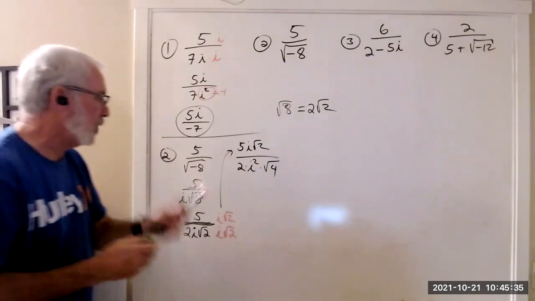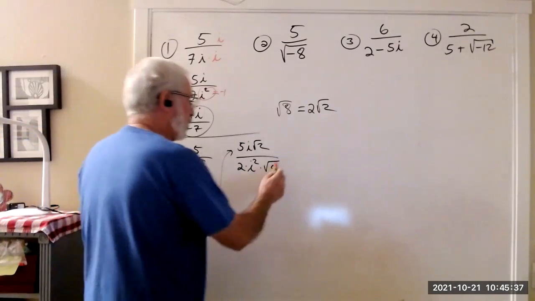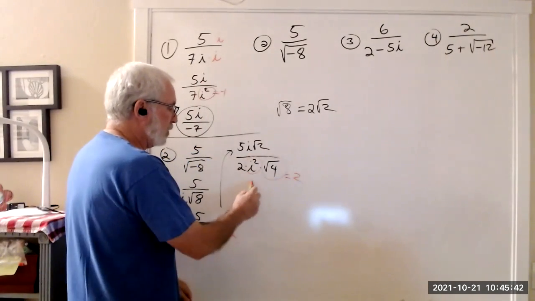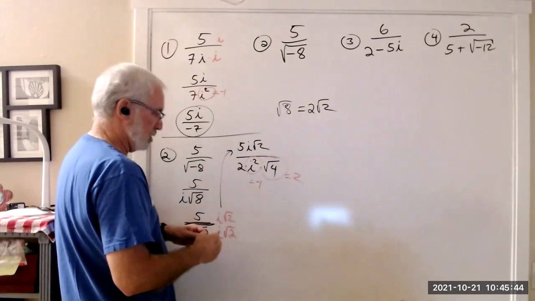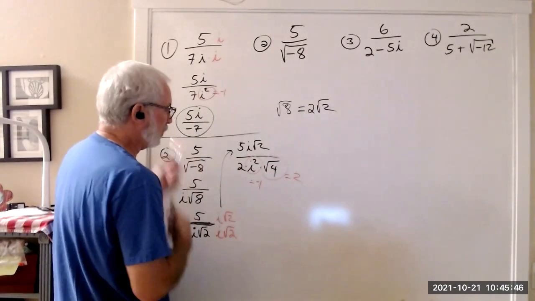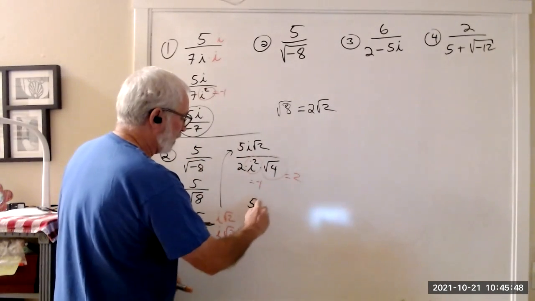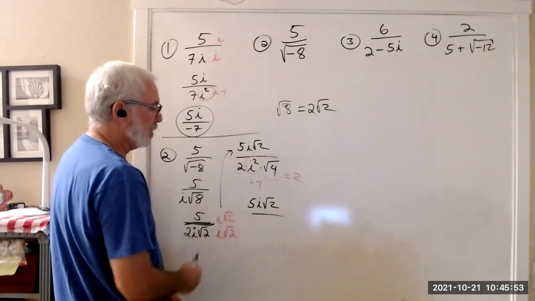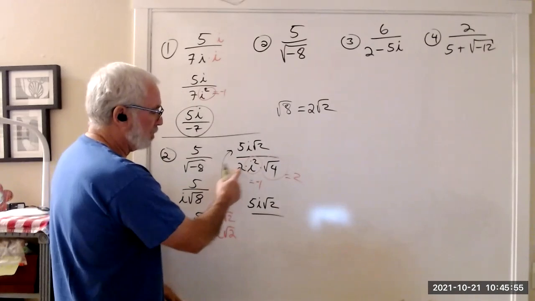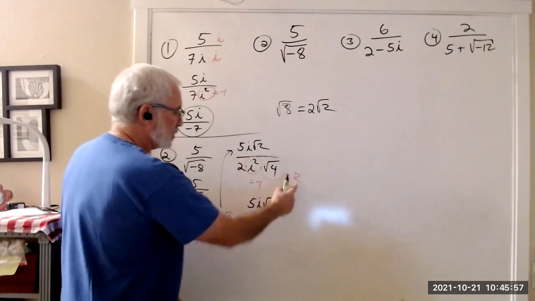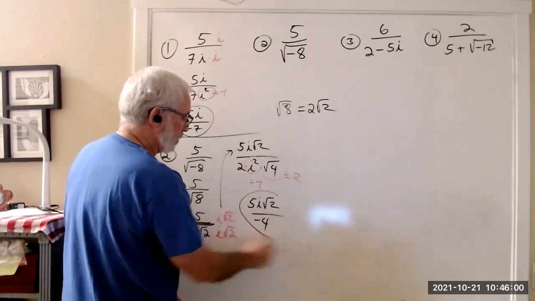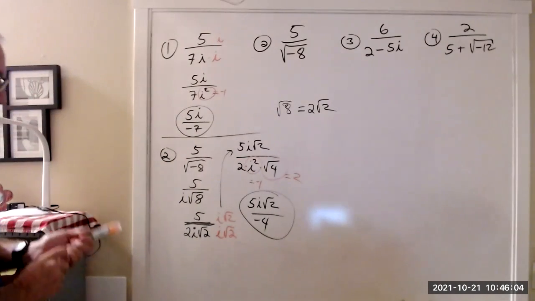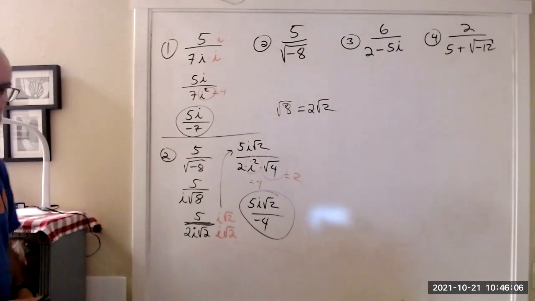But we know several things. Square root of 4 is worth 2. I squared is worth -1. So for a final answer, we have 5I radical 2 on top. On bottom, we have 2 times -1 times 2, -4. And we're done. That is the answer for problem number 2.